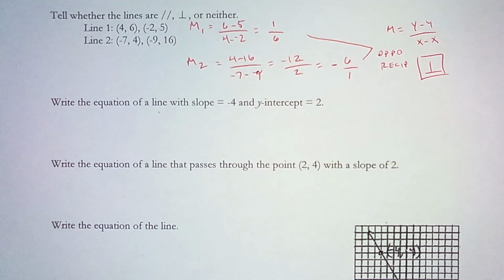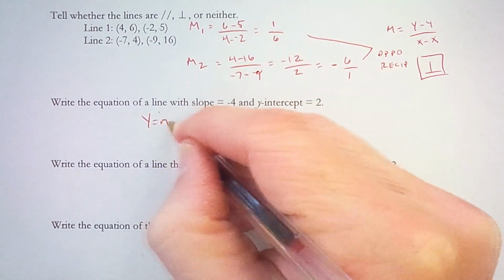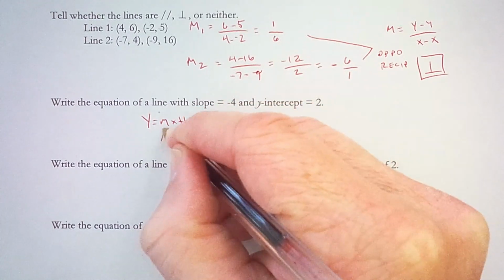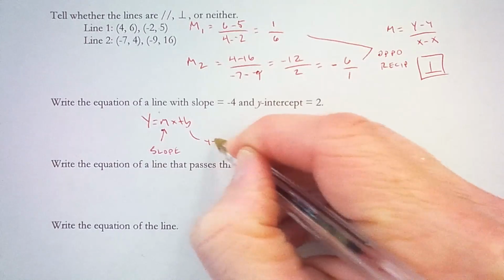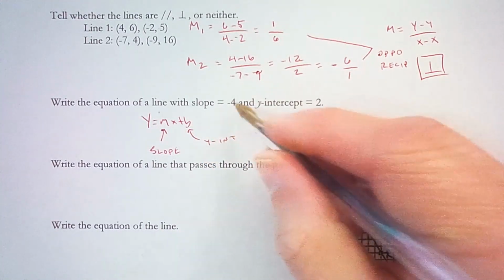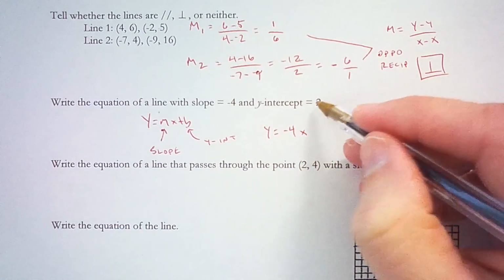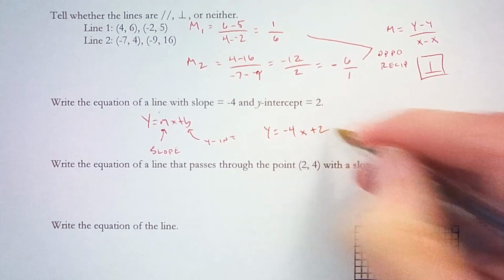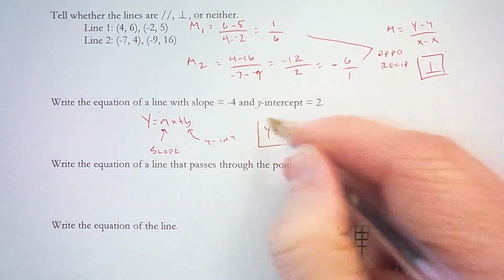Next, we are going to write the equation of a line given the slope and the y-intercept. We're going to write it in this form, y equals mx plus b, where m is the slope and b is the y-intercept. So y equals m, negative 4, times x, plus b, and it's a positive 2, so plus 2. If it was a negative 2, then we would just write minus 2 here.